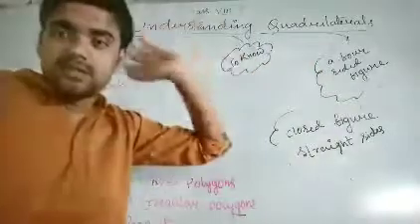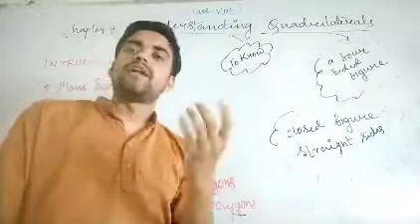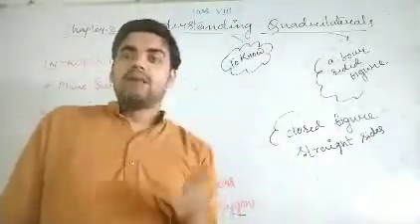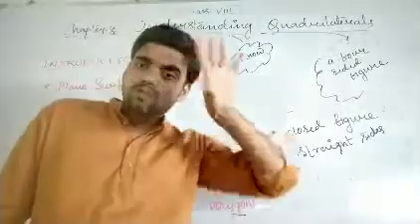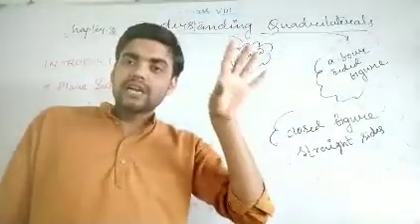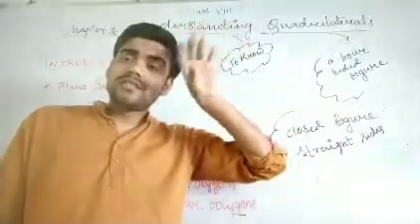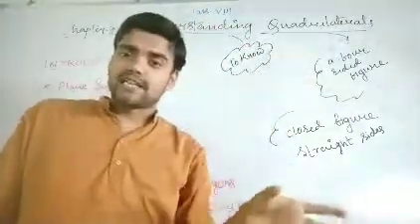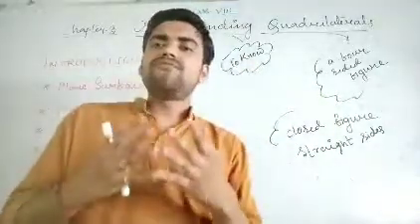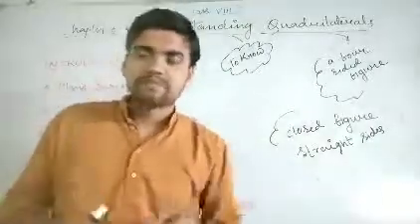Quadrilateral means any figure having four sides. This is called a quadrilateral. Suppose, for example, rectangle, square, parallelogram. So these are all quadrilaterals, because they have four sides. These are all the figures: square, rectangle. They are having four sides. That's why it is called a quadrilateral. So ultimately we can say any figure having four sides is called a quadrilateral. Clear?